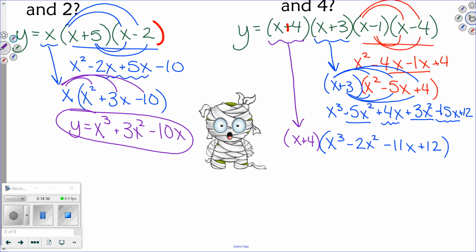Yes? Which part, hon? What color? The big long line of blue? This line? It's just me distributing the x plus 3 through that. Because I distributed x to everything, and then I distributed the 3 to everything.